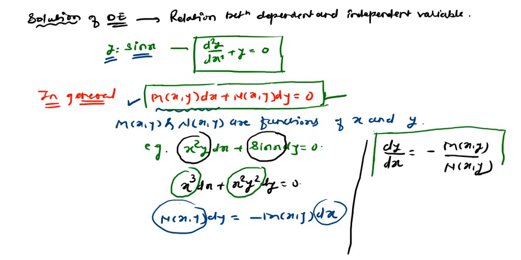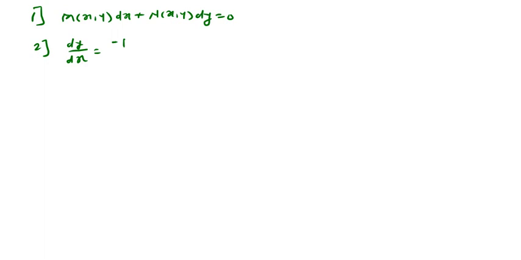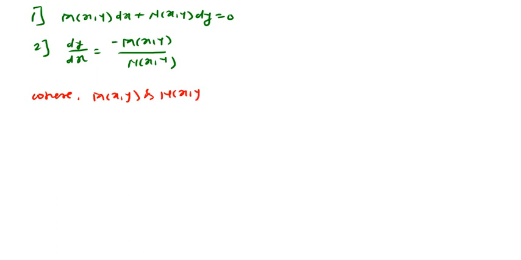We saw two forms of the differential equation. First, in general we can write any differential equation as M(x,y) dx plus N(x,y) dy equal to 0. This is the first form, and the second form is dy/dx equal to minus M(x,y) upon N(x,y), where M(x,y) and N(x,y) are nothing but functions of x and y.